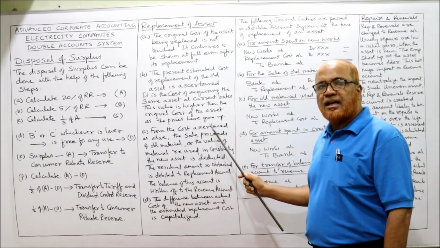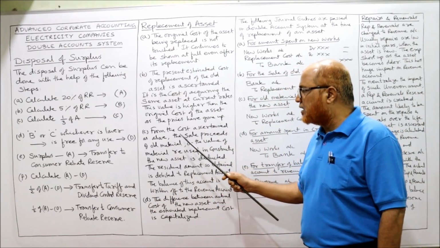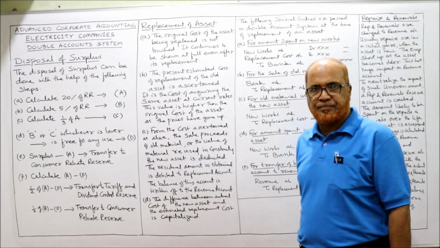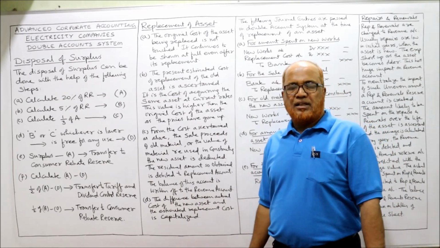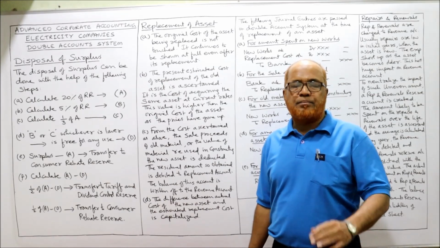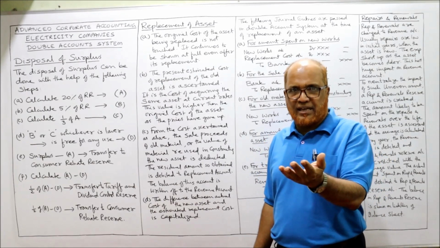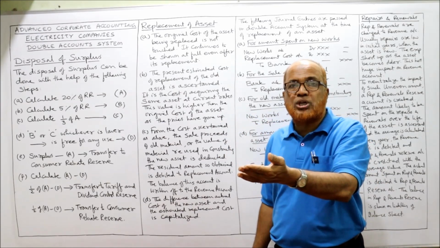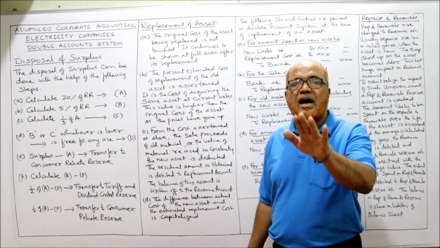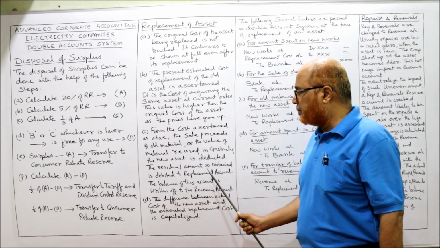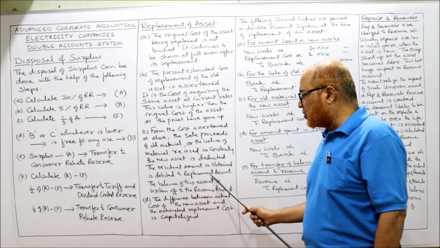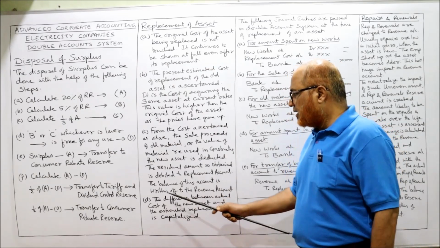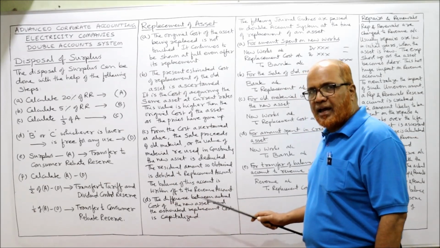Third, from the replacement cost already ascertained, the sale proceeds of old material or the value of material reused in constructing the new asset is deducted. From the replacement cost, we deduct the scrap value received. The old material was sold away, some scrap is realized from the old machine, or the old material is reused in constructing the new asset. These items will be deducted from the replacement cost. The residual amount so obtained is debited to the replacement account. An account is opened called replacement account. Then the balance of this account is written off to the revenue account.